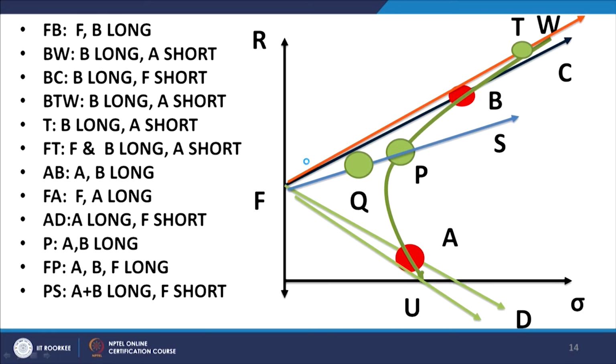Along Ft we have what? We have F long and T long, and what is T? T is B long and A short. So, Ft represents F long, B long and A short. AB is the arc of the hyperbola, and along this arc of the hyperbola both A and B are long, bounded by the points A and B. Then we have FA. FA is the straight line joining F and A. So, it is a linear combination of F and A.